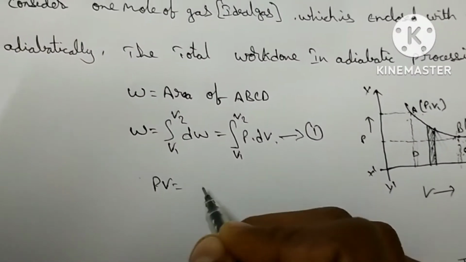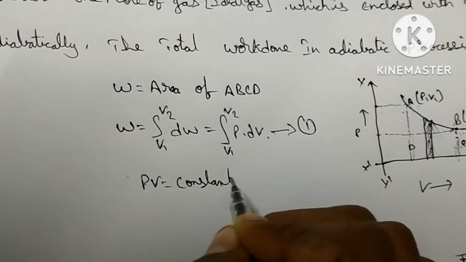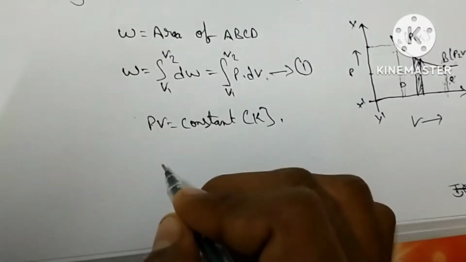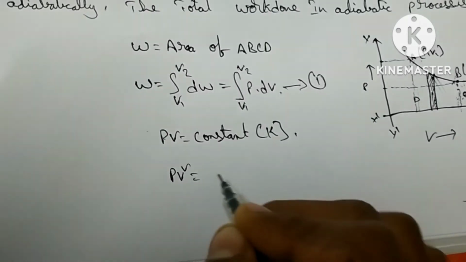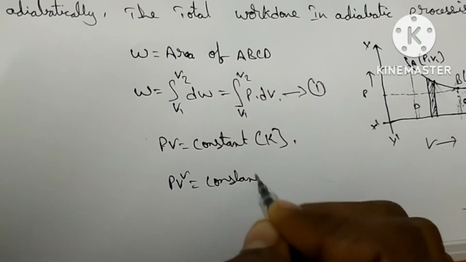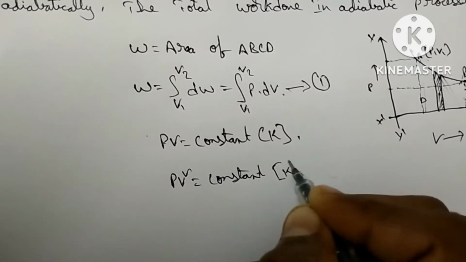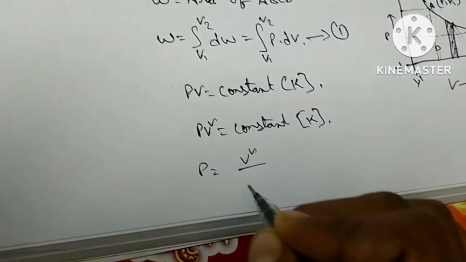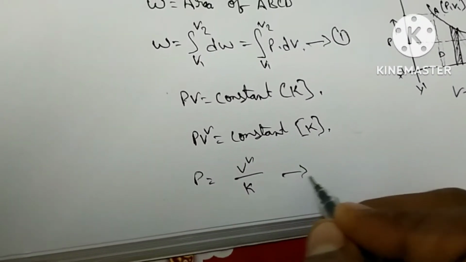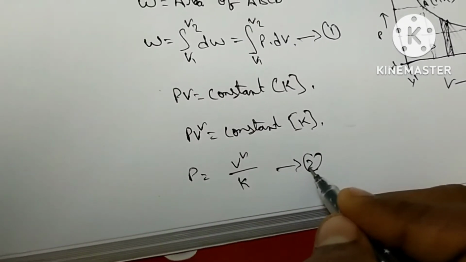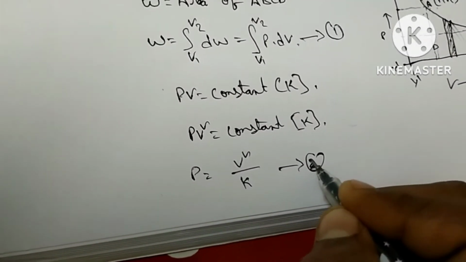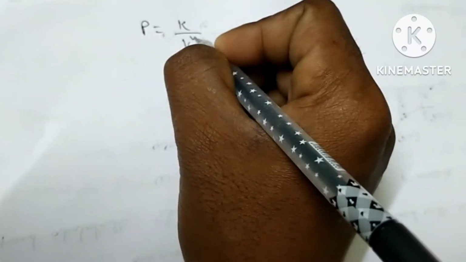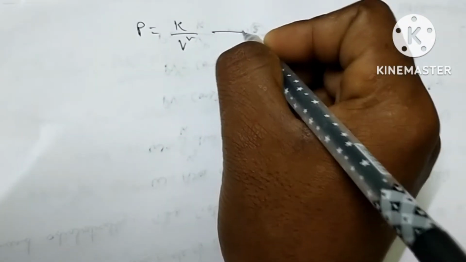Then here PV^γ equals constant. Constant can be shown as K. Therefore, PV^γ equals constant K. Then P equals K by V^γ. Let it be second equation.